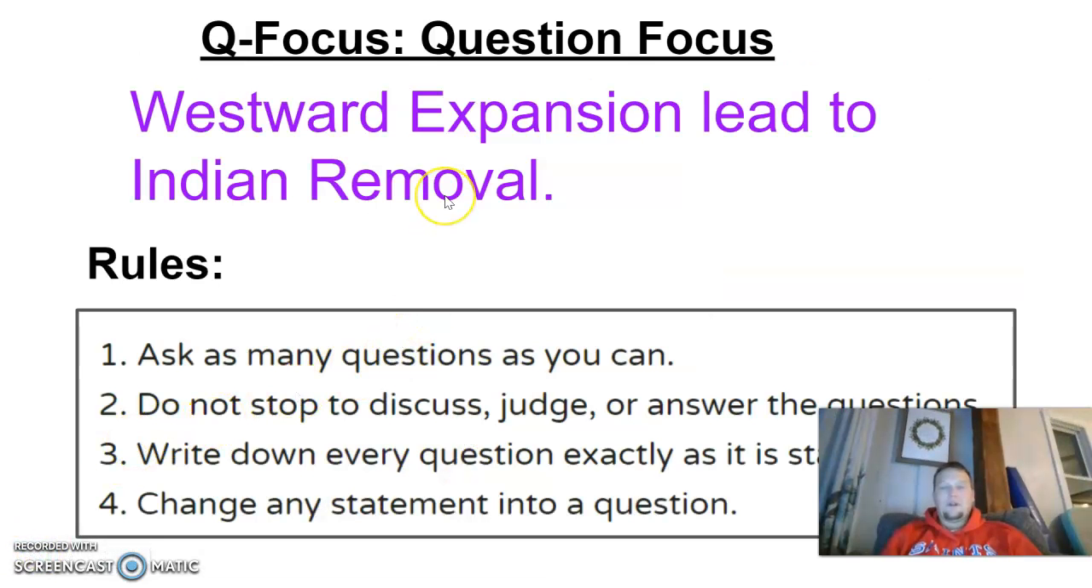So as you are thinking about these rules, you're going to ask as many questions as you can. You're not going to stop to discuss, judge, or answer any of the questions. We're just throwing out a whole bunch of questions about whatever you think about when you're listening or learning about westward expansion. Write down every question exactly how you think of it or as it's stated, and then change any statement. So if you have a statement, try to change it into a question.